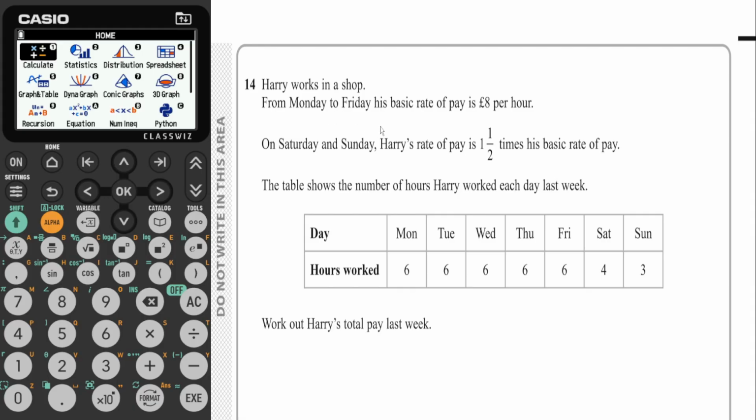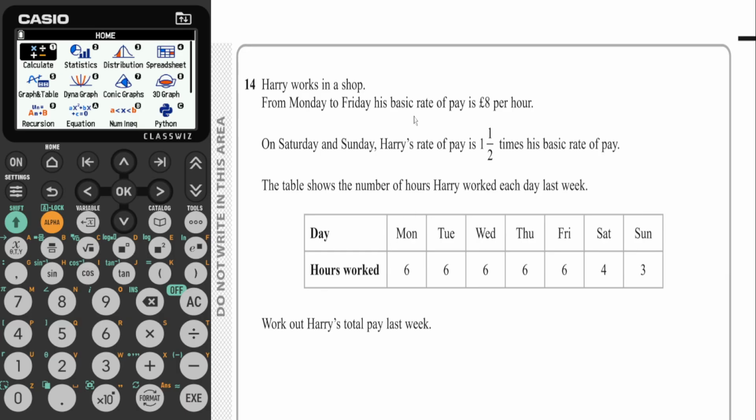Question number 14. Harry works in a shop. From Monday to Friday his basic rate of pay is £8 per hour. On Saturday and Sunday Harry's rate of pay is 1.5 times his basic rate of pay. The table shows the number of hours Harry worked each day last week. We have to work out Harry's total pay last week.